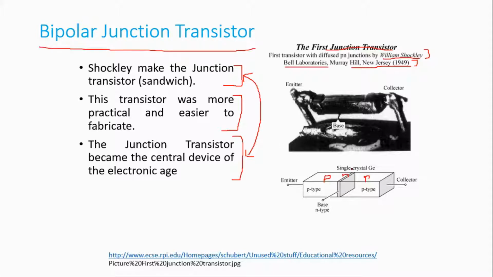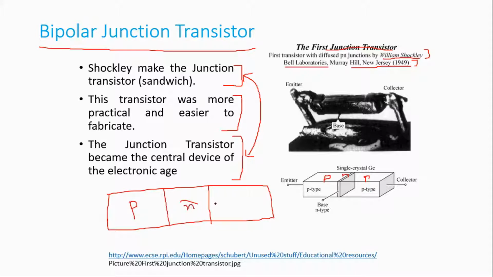So two junctions are there: PN, that means one junction is there, then NP, another junction is there. For simplicity I will show you this picture. This is your crystal. Here you have a P, then you have N, and then you have P. So here you can see one junction is at this point, another junction is at this point.